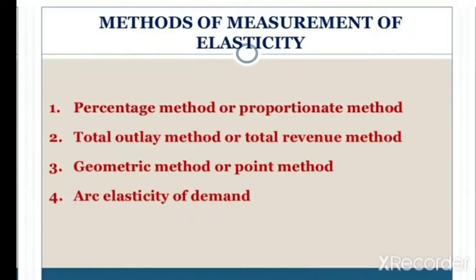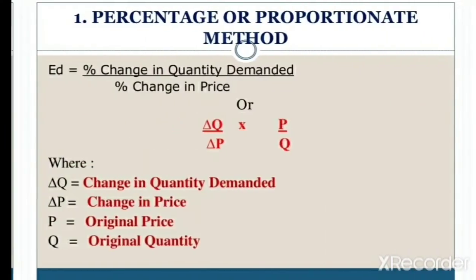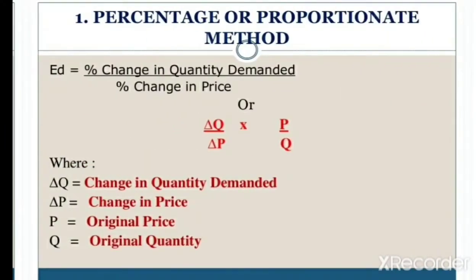The second type, that is total outlay method or total revenue method, is very important, and this method is also called the total expenditure method. We'll study them one by one. So the first one is the percentage or proportionate method.